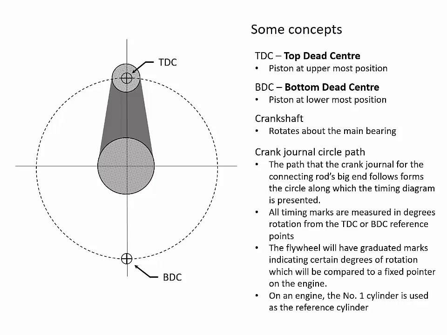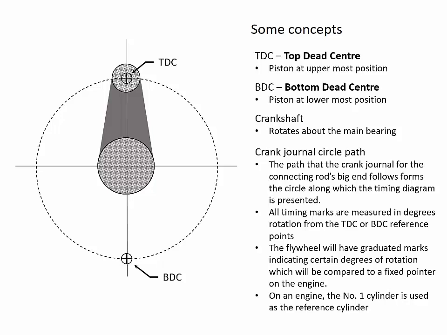To help define the position of the crankshaft, the flywheel is usually marked with graduations, and these graduations are marked in degrees, and close to the graduations will be a fixed pointer, and this fixed pointer is able to be used to indicate at what rotational position the crankshaft is at.